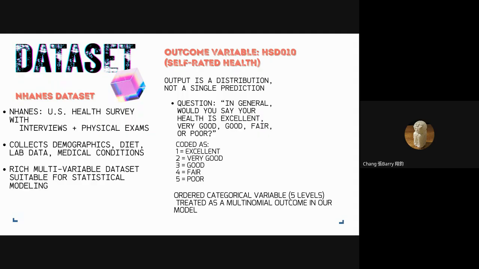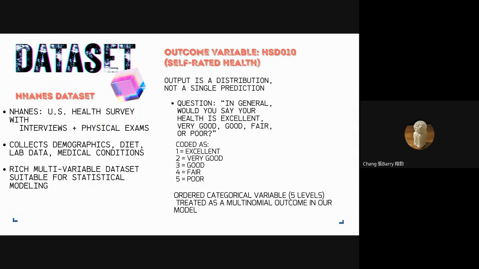And our main outcome is HSD 010, the self-rated health measure. Participants answer one question. In general, would you say your health is excellent, very good, good, fair, or poor? NHANES codes these responses as 1 for excellent, 2 for very good, 3 for good, 4 for fair, 5 for poor. So HSD 010 is an ordered categorical variable with 5 levels.